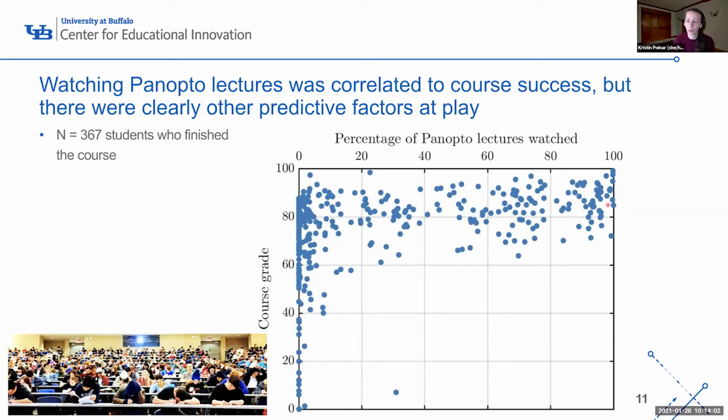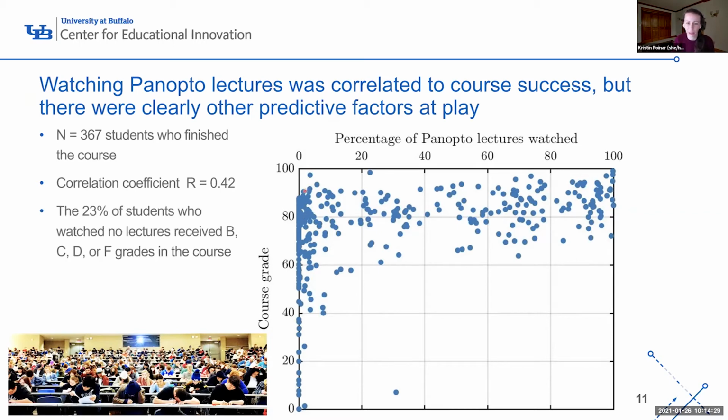So there's a clear correlation, right? These data have sort of an upward trend. The Pearson's correlation coefficient is 0.42, but there's wide scatter, right? And especially at the non-watching segment of the population. So if you watch no videos at all, you might get any grade at all in the course, from D, C, B, or even F. And actually when I zoomed in here, I found that nobody got an A who didn't watch any videos.